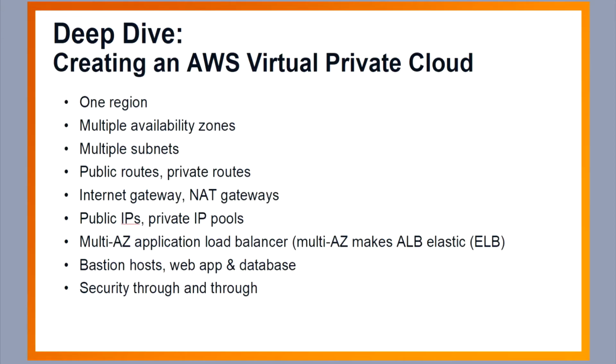So the deep dive is, here's what we're going to create. We're going to create a VPC, or a virtual private cloud, in one region. We'll have multiple availability zones, multiple subnets. We'll have public routes, private routes, an internet gateway. We'll have NAT gateways, public IPs, private IP pools. We're going to create a multiple AZ application load balancer. Then we'll create 2 Bastion hosts to deploy in our public subnets. Then we'll create a web app and a database and deploy them in our private subnets. Then we'll bake in security through security groups and NACLs, and we'll show all of that.